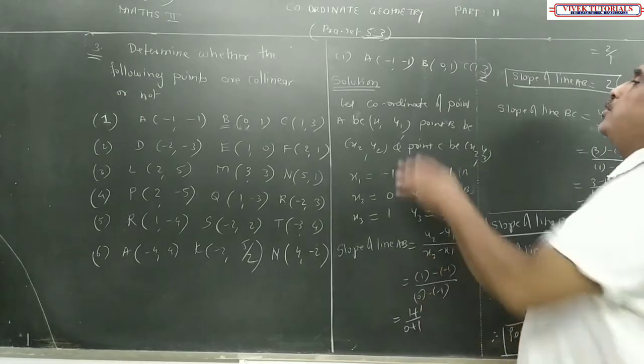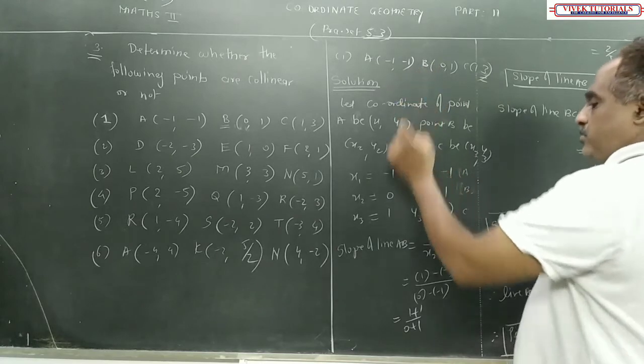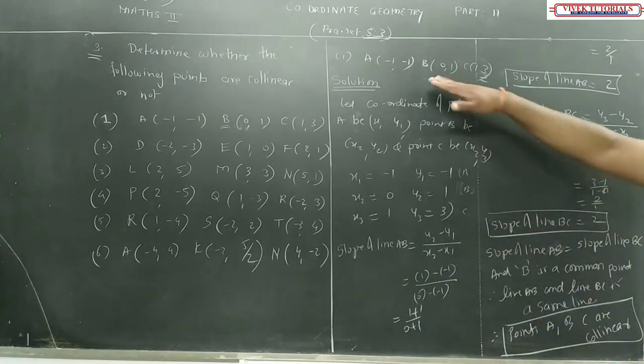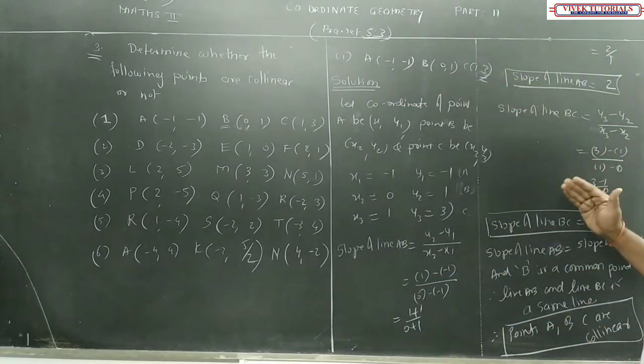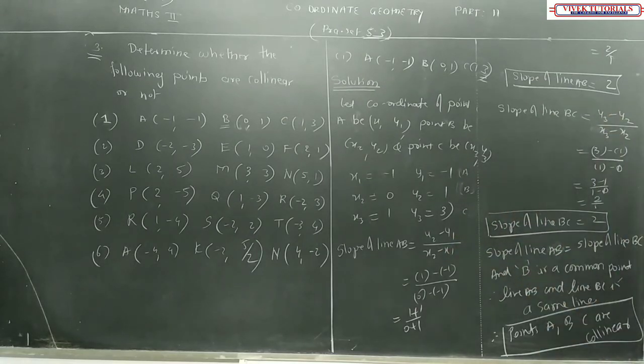So for three points A, B, C, first I find the slope of line AB, then the slope of line BC. If these were different lines, point B could not be common. That's why, since the slope of line AB is equal to the slope of line BC and B is the common point, line AB and BC are the same line. Therefore A, B, C are collinear. This is how to complete this question.